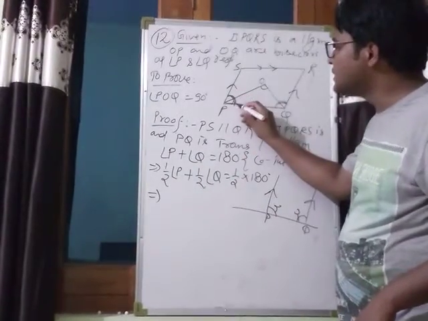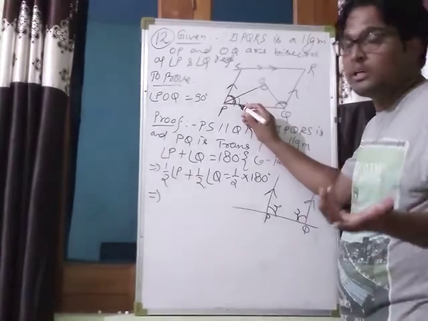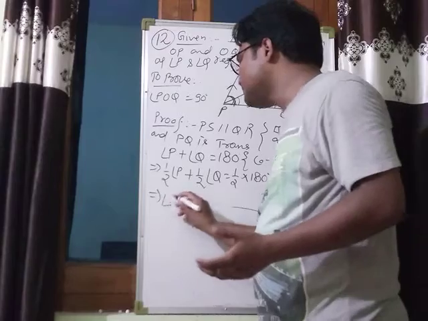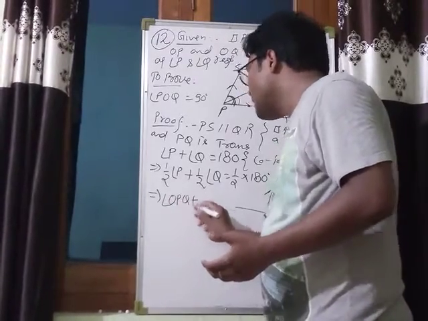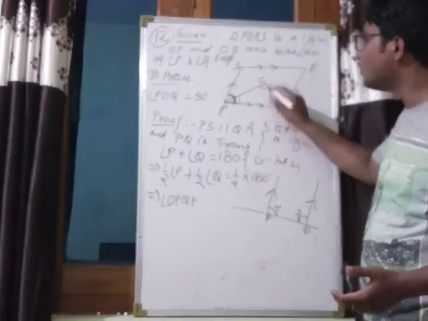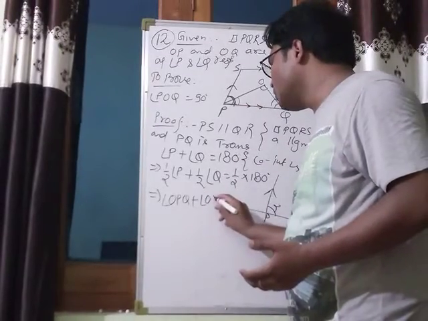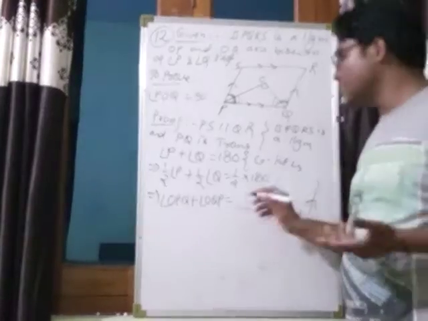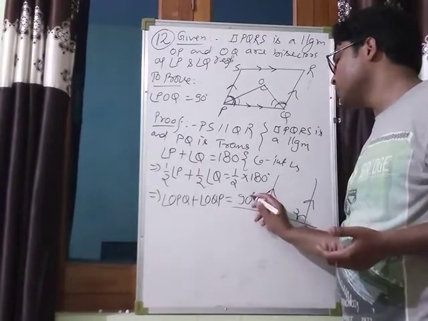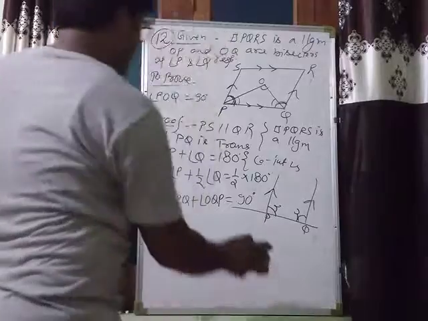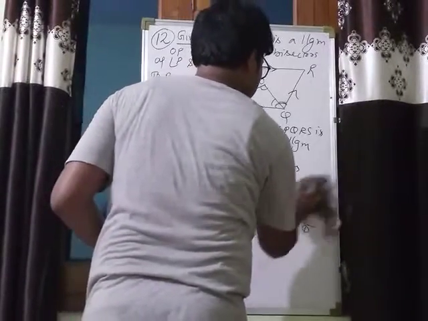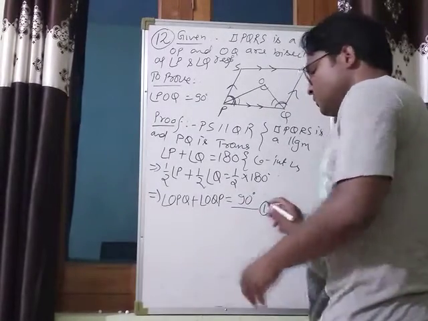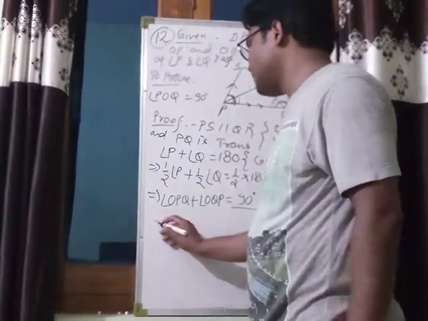Clearly, if this is 60 degrees, then this one will be 30 degrees, half of this one. So half of angle P will be angle OPQ, and half of angle Q will be angle OQP. That is equal to half of 180, that is 90 degrees. Suppose this is the first one. We will use this in the next few steps.